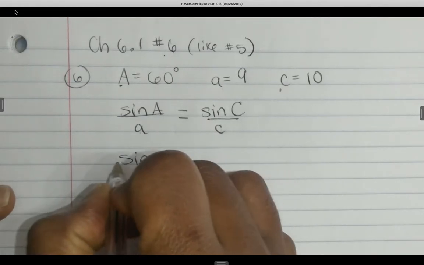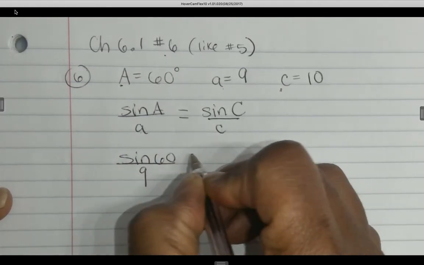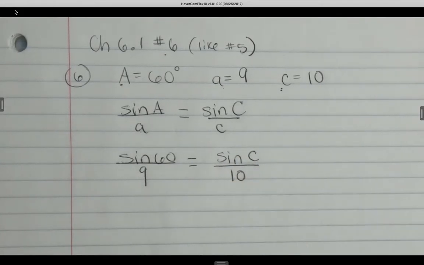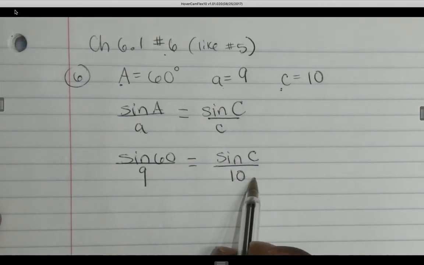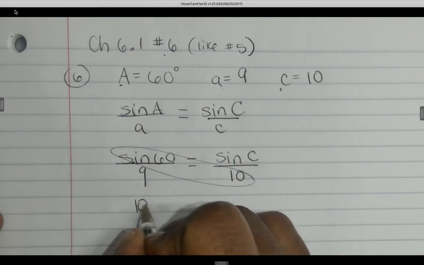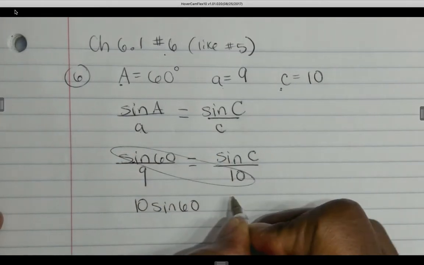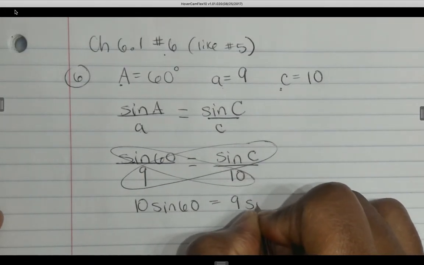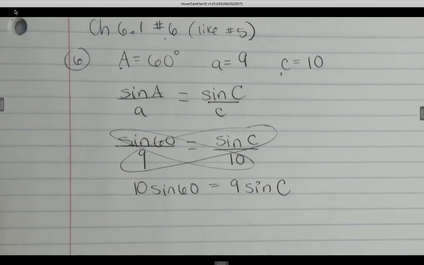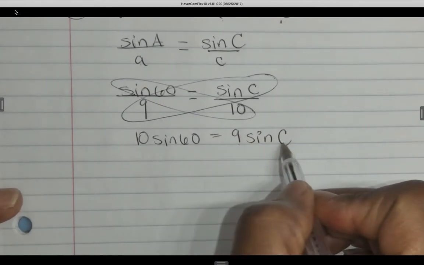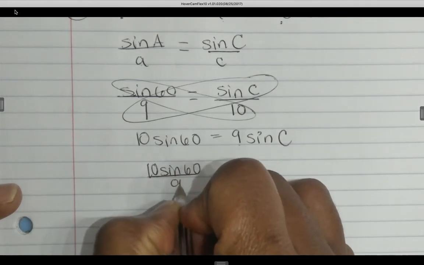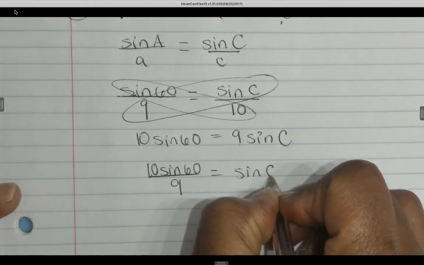Angle A is 60 degrees, side A is 9. I don't know angle C, but side C is 10, and then I go through and I do my cross multiplication. Right? So 10 times sine of 60 equals 9 times sine C. And then if I divide both sides by 9, I have 10 sine 60 divided by 9 equals sine C.